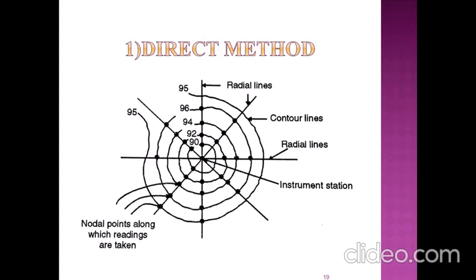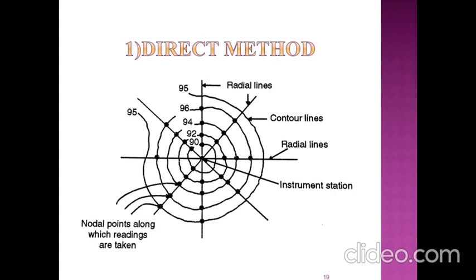So the fieldwork in contouring consists of horizontal and vertical controls. The horizontal controls for a small area can be exercised by chain or tape and by compass, theodolite or plane table for large area. For vertical control, either a level and staff or a hand level may be used. So this is all about the direct method.